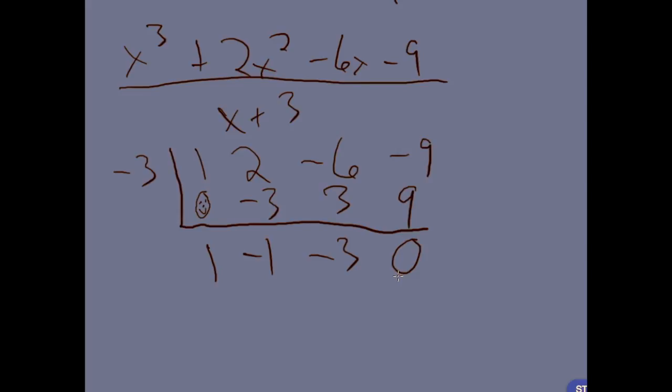You might say x plus 3 is a factor of x cubed plus 2x squared minus 6x minus 9, which means negative 3 is a 0, right? I'll show you why, okay? So if you had the original thing, right?